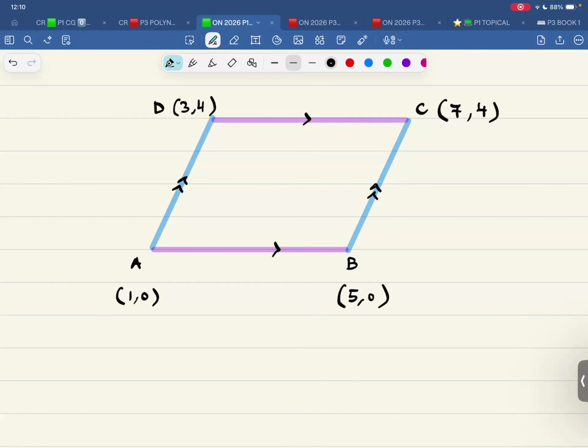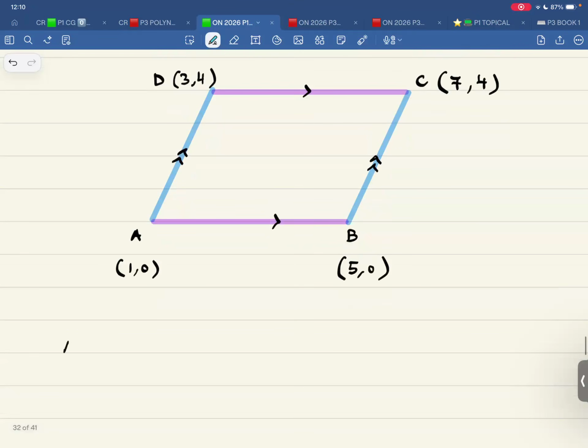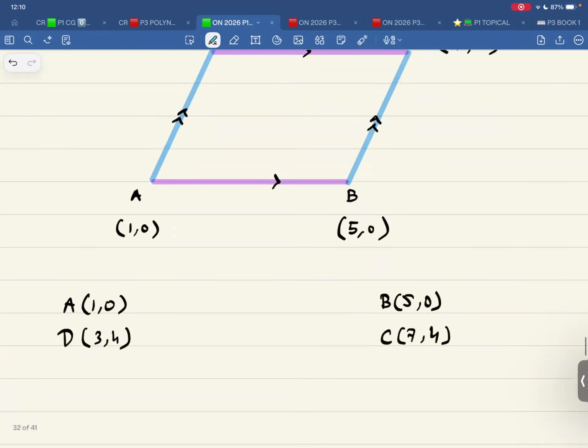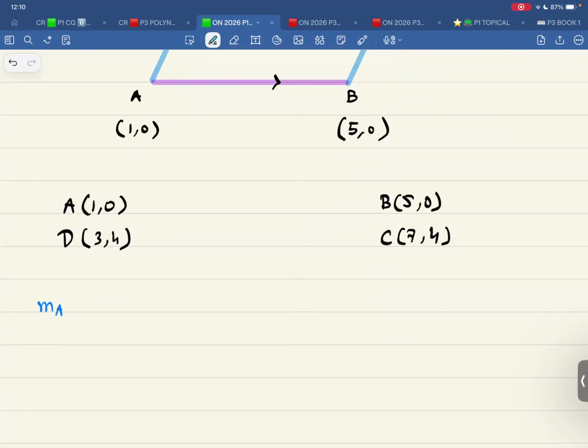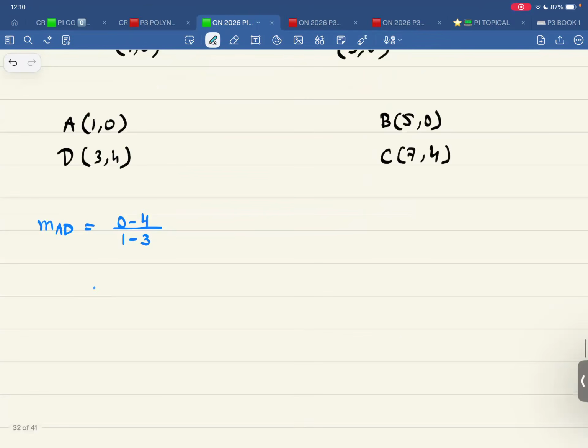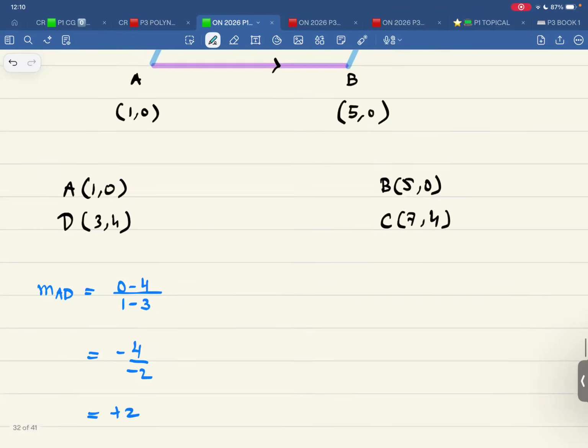Now, first of all, I want to prove that this is a parallelogram. So let me take coordinates of A, which is 1, 0. Let me take coordinates of D, which is 3, 4. Let me take coordinates of B, which is 5, 0. Let me take coordinates of C, which is 7, 4. Let me calculate gradient of AB, the blue line. So the blue line is over here. So gradient of AD, that is 0 minus 4 over 1 minus 3. 0 minus 4 is negative 4. 1 minus 3 is negative 2. That comes out to be plus 2.